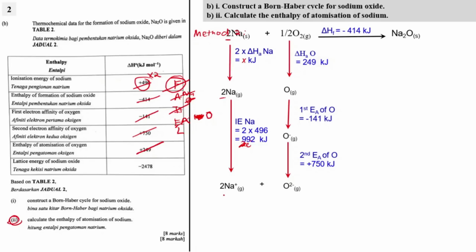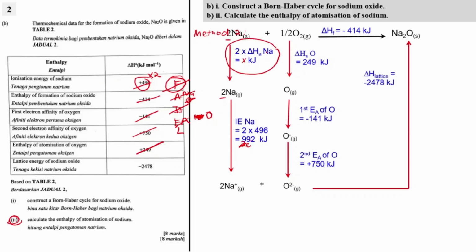Okay, so now we have the lattice energy of the sodium oxide. Lattice energy of sodium oxide is 2Na plus gaseous plus O2 minus gaseous ion in order to produce ionic solid Na2O solid, which is negative 2478. Okay, and from here you can find out the value of the HANa from your Hess's law. So A going to D is equal to the addition of this thing plus this thing plus this thing plus this thing and plus this thing.